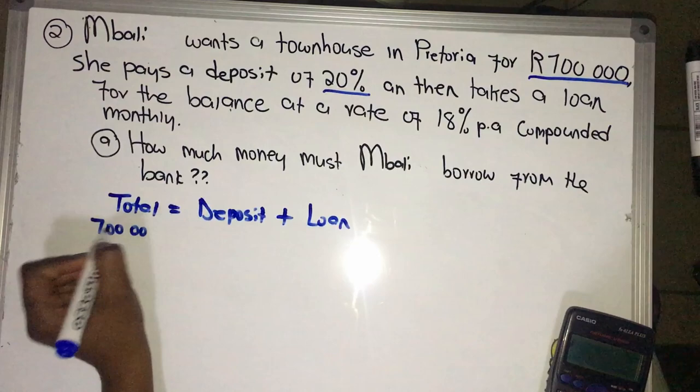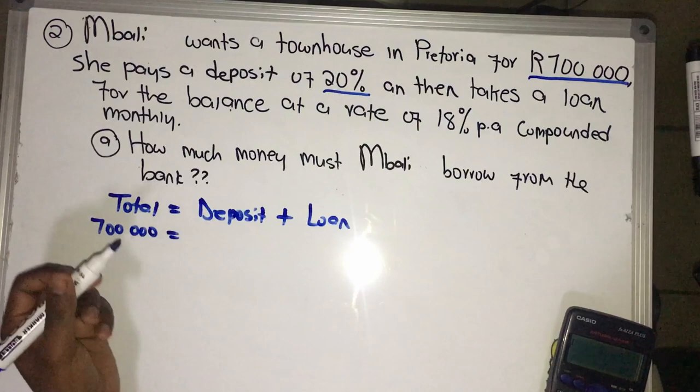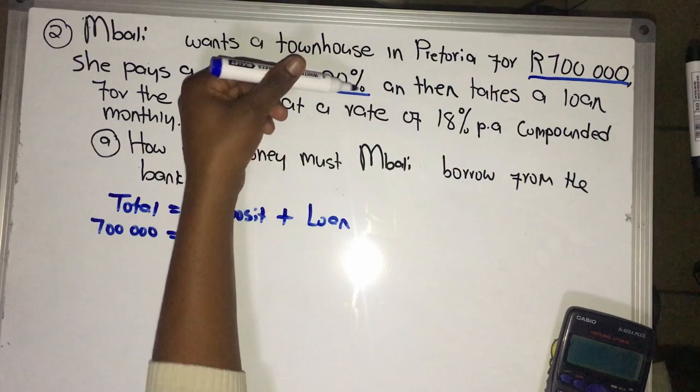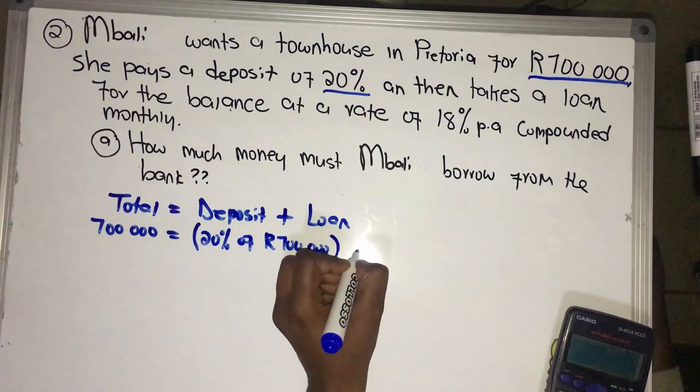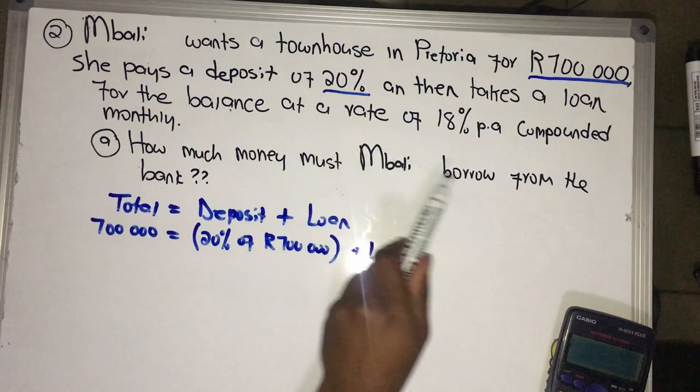Okay, so the deposit is 20%. 20% of what? 20% of the total amount. So 20% of 700,000. Okay, and then plus the loan. So I care about how much money must Mbali borrow from the bank. So we need this term, the loan, because that is what you're borrowing.